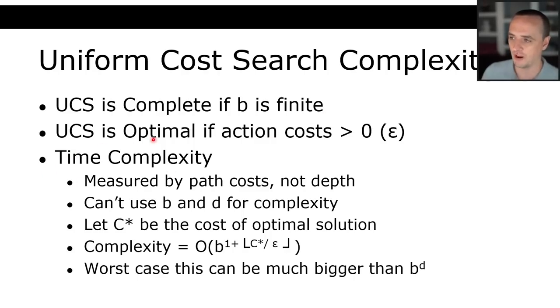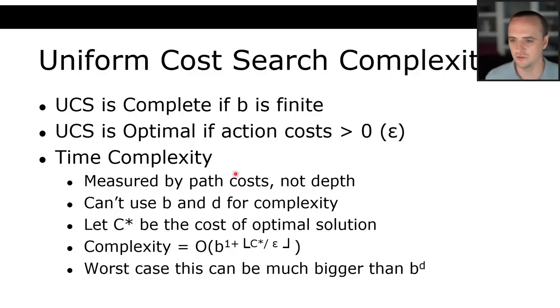It is also optimal. So where breadth first search was not optimal, uniform cost search is optimal, which is great. And of course, if all action costs are greater than zero, meaning they're at least epsilon, some small positive value. The time complexity of uniform cost search, however, is a little bit tricky.